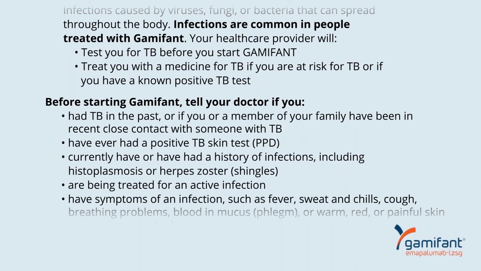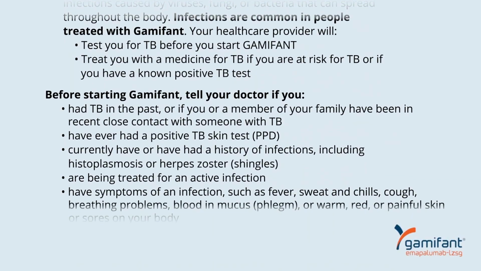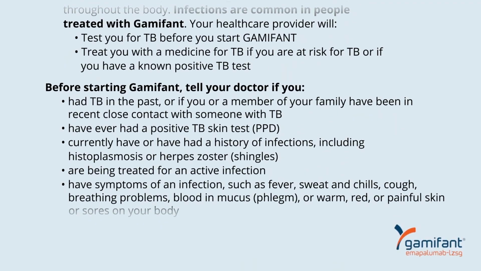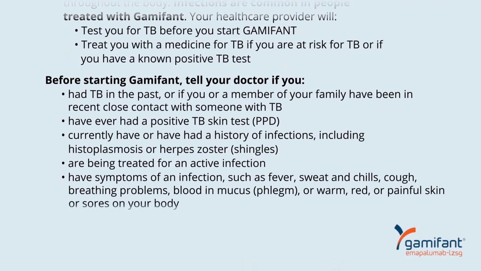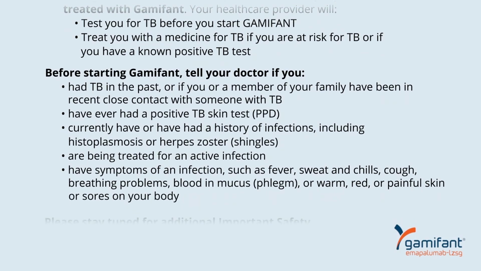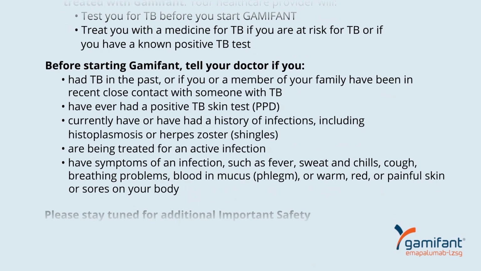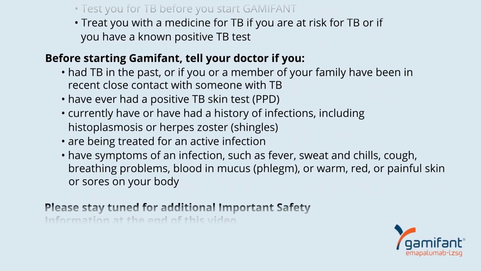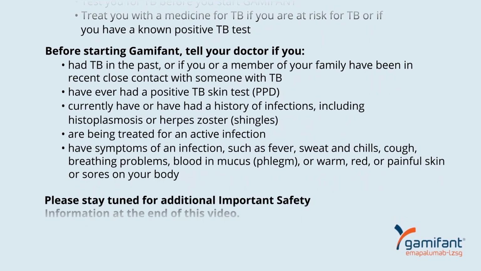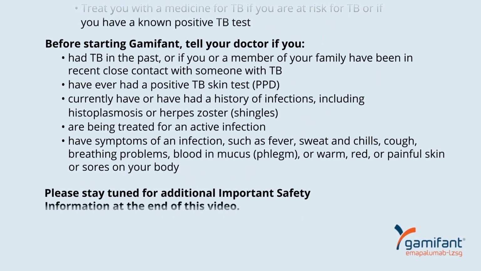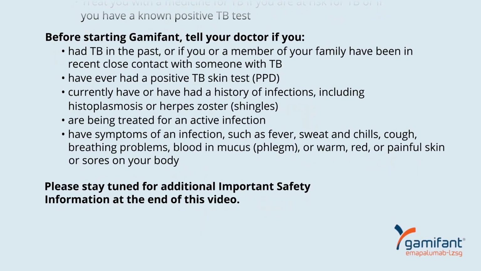Have ever had a positive TB skin test, PPD. Currently have or have had a history of infections, including histoplasmosis or herpes zoster, shingles. Are being treated for an active infection. Have symptoms of an infection, such as fever, sweat and chills, cough, breathing problems, blood and mucus, phlegm, or warm, red, or painful skin or sores on your body.